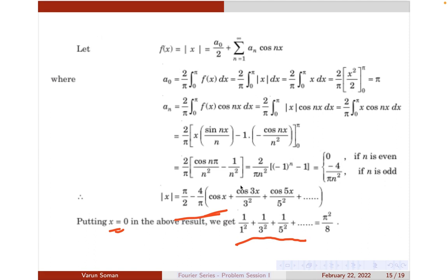Now x is equal to 0 is a point of continuity, so the left hand side would be 0. So this will become pi by 2 is equal to 4 by pi into this quantity, and when you take 4 by pi here, it will get multiplied, it will simply be pi square by 8. It's a very straightforward calculation. Please try to do it by yourself.